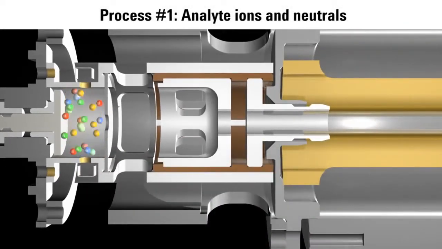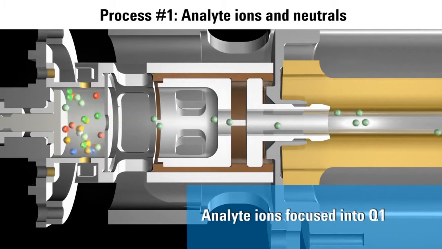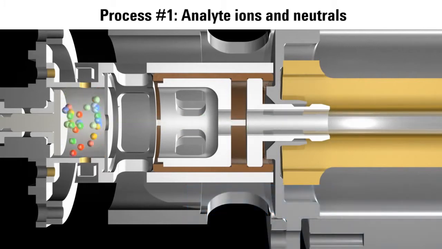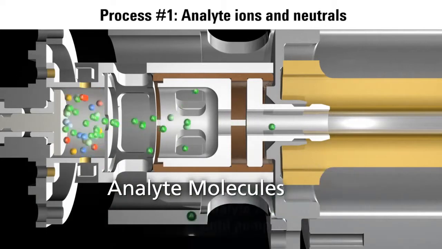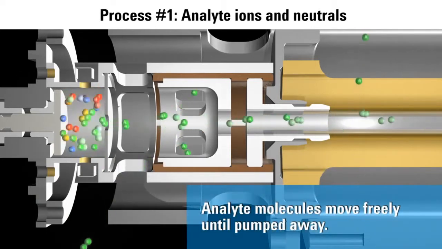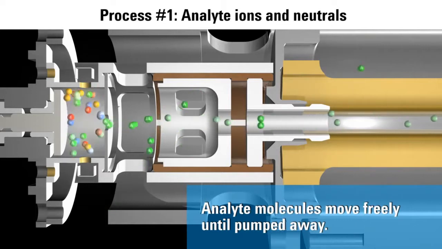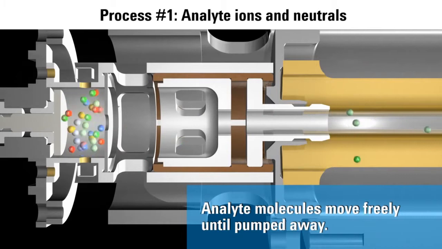Analyte molecules enter the vacuum source from the GC capillary column and begin bouncing off the hot surfaces of the source. Analyte ions are immediately extracted from the source and focused into the quadrupole mass filter. But what about the non-ionized molecules? The electrical fields within the MS have no influence on these molecules. They follow rapid random motion until removed by the vacuum pump.